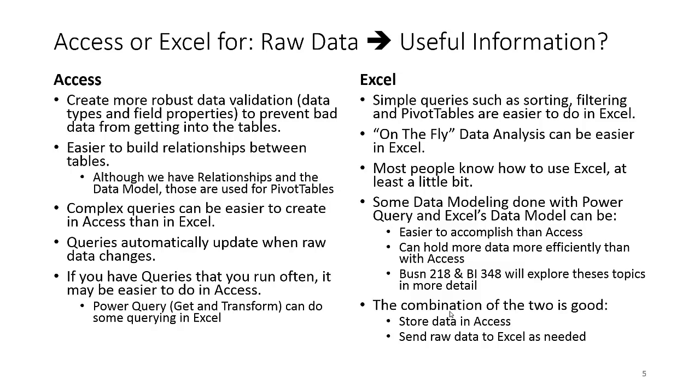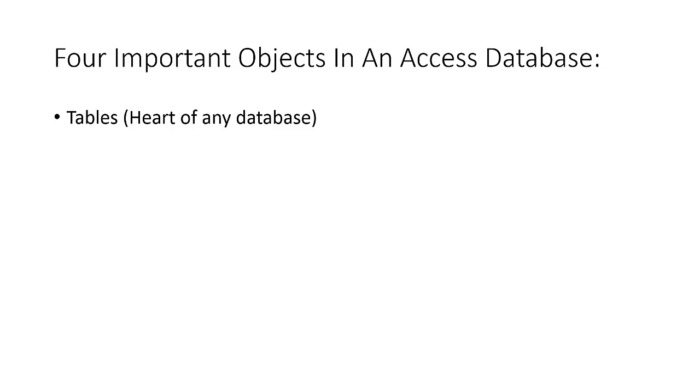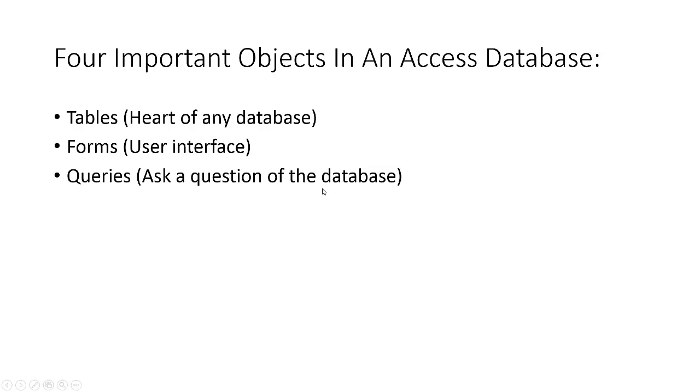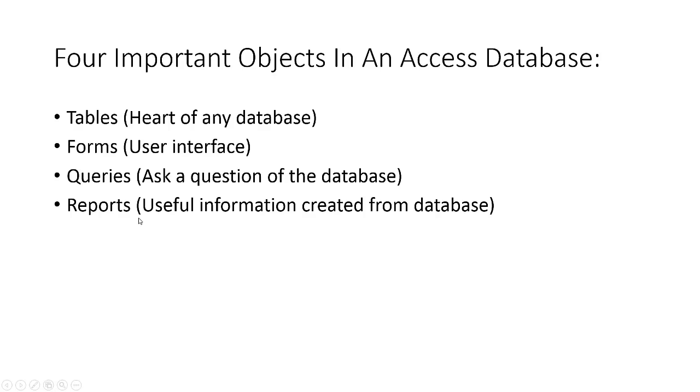All right, now we want to go to our next slide. The four important objects in Access, well, the table, that's the heart of any database. None of the other objects come into existence unless you have a table that stores the raw data. Forms, just a user interface. It's an easy way to deal with one record at a time. Queries, that's where we're going to ask our questions of our database. And then reports, for us, are just going to be making the query results that we get nice for printing.